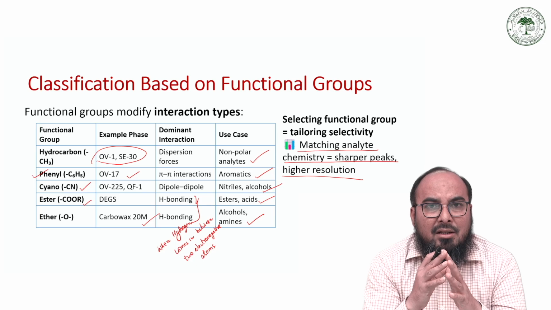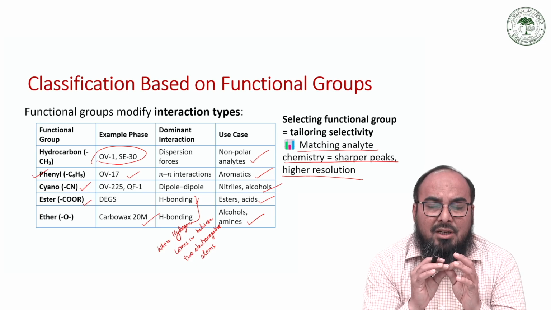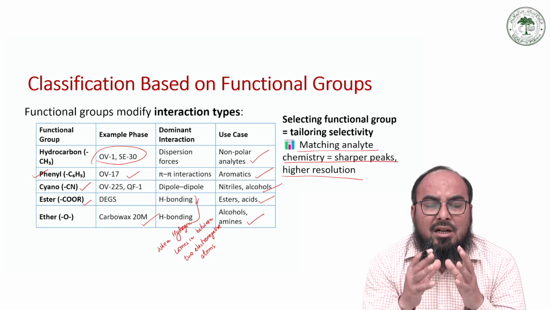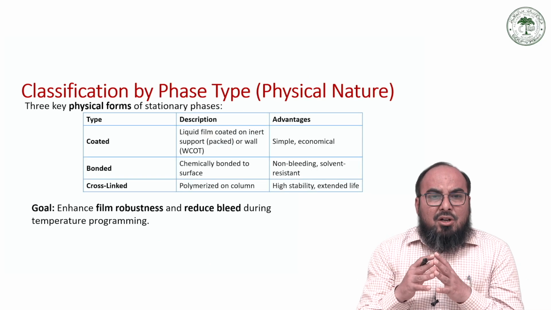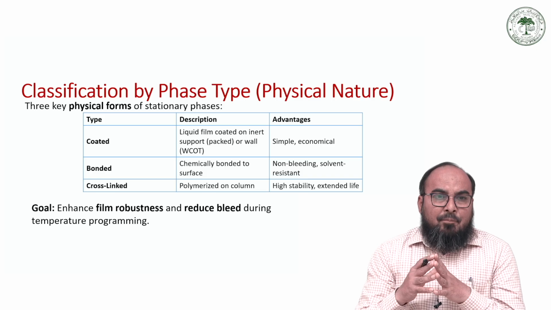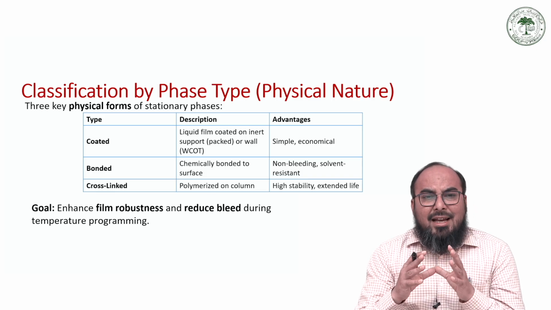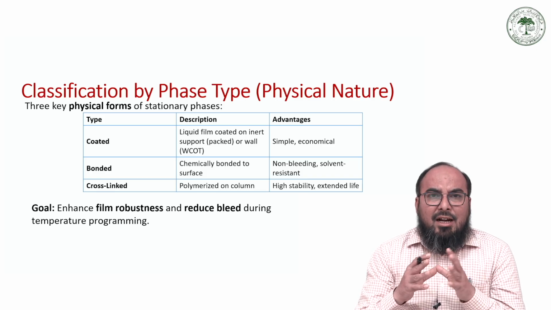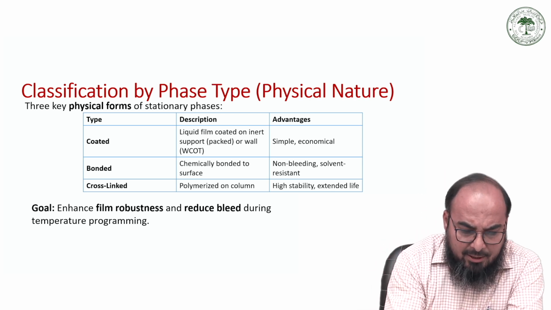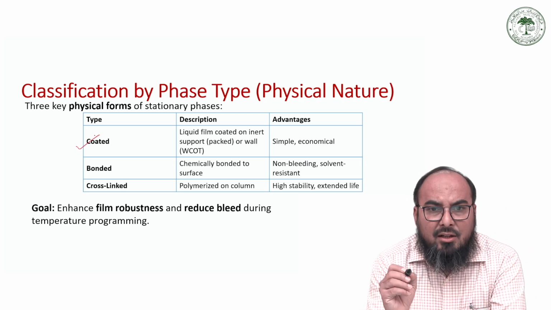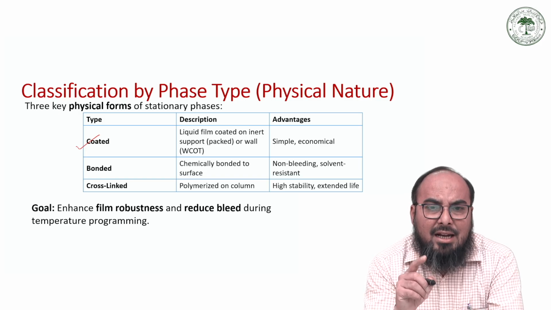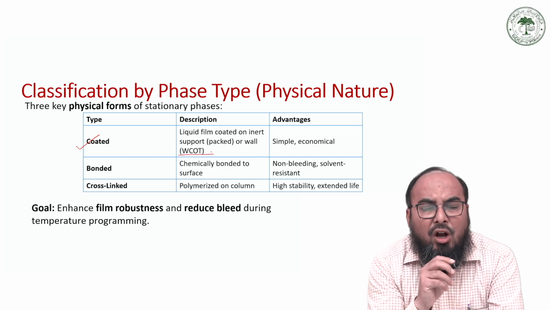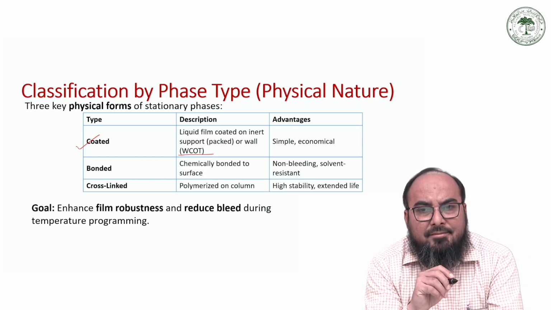You have to bear in mind the golden rule of chemistry, that is, like dissolves like. Okay, so classification on the basis of phase. Now for example, there are three key features with regard to the physical form. For example, if you have a coated one, then the liquid film coated on the support must be inert, and we have seen that in the case of wall coated open tubular columns.